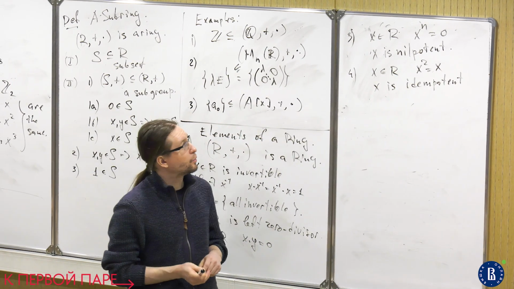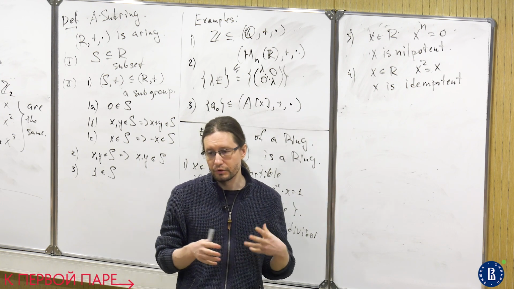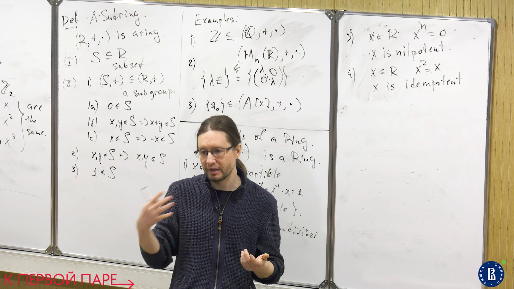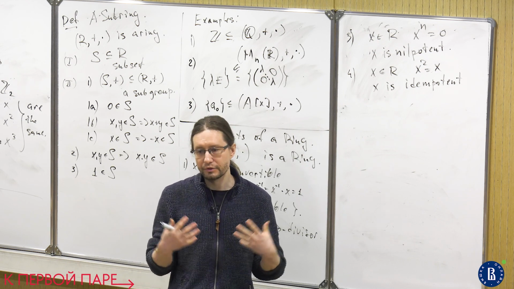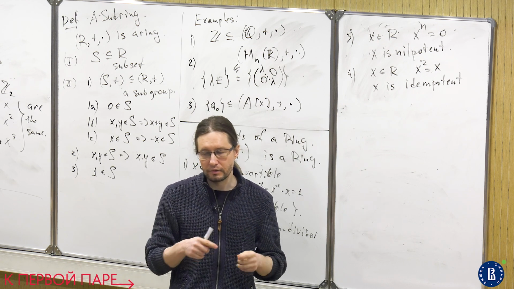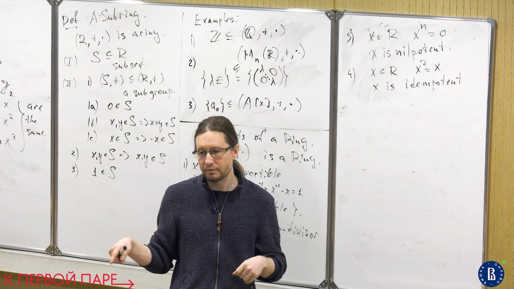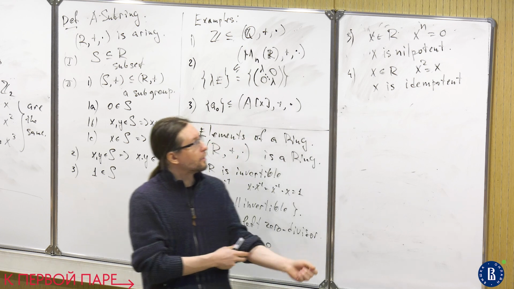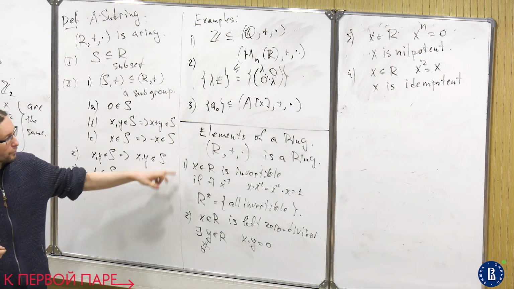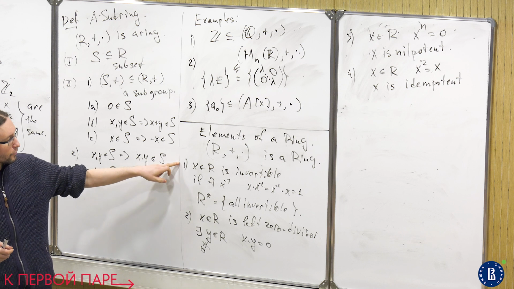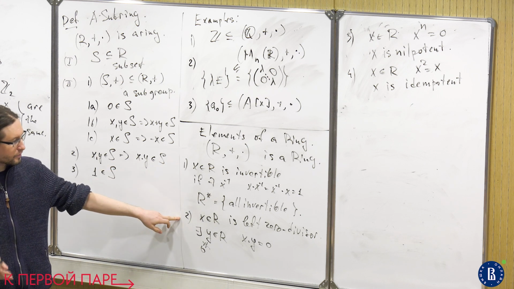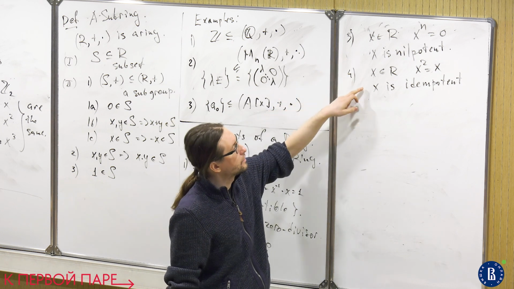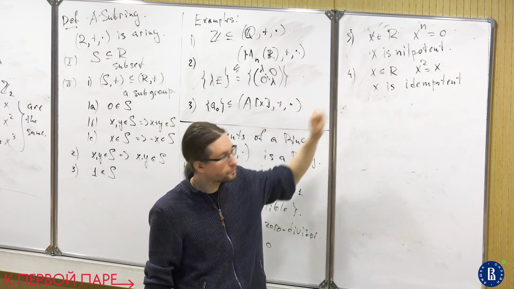If you say x to the power of n, it means with respect to multiplication. When we use addition, we use the additive notation like n times x, which means x plus x, n times. And when we use multiplication, then x times x, n times, we denote by x to the power of n. Okay? So there are 4 different types of elements: invertible elements, zero divisors (left and right), nilpotent elements and idempotent elements.